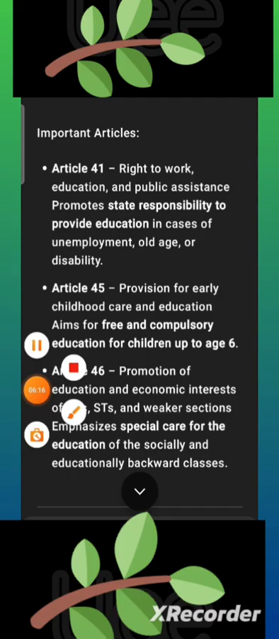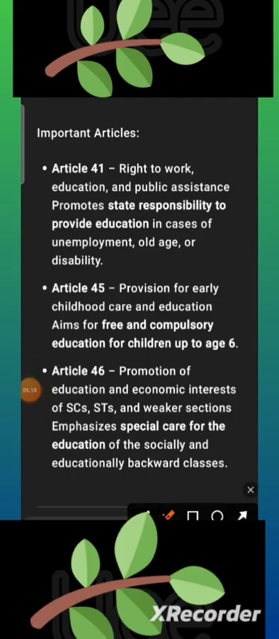Article 41. Right to work, education and assistance. Promotes the state's role in securing the right to education for all, especially the unemployed or disabled. Article 45. Early childhood care and education. Originally aimed to provide free and compulsory education up to the age of 14. Modified by the 86th Amendment to focus on early childhood care and education for children below the age of 6.